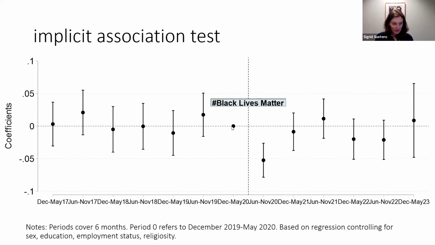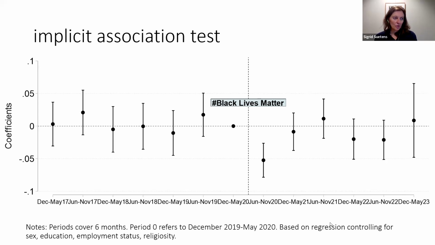What you see is that right after the Black Lives Matter movement spread globally, you see a serious drop in discrimination. And then afterwards, things go a little bit back to the level before. So that's very interesting. Basically, the implicit association test shows the same effect as we find in our experiment.